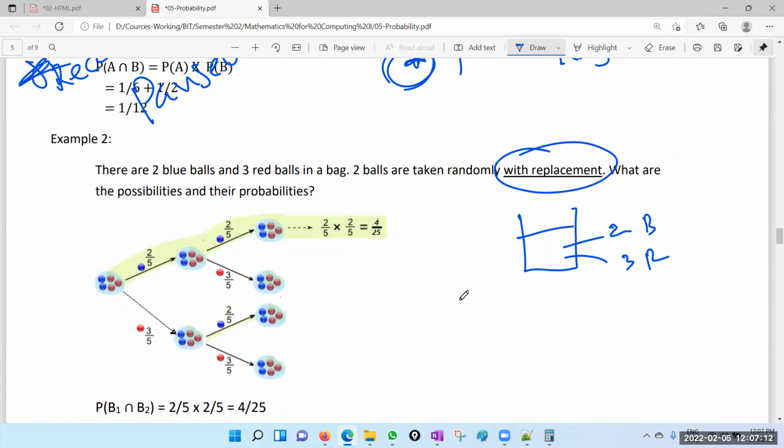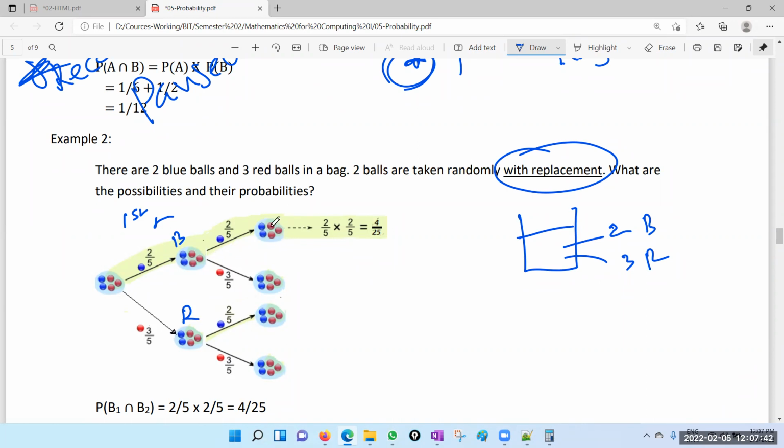Then what is the probability of getting both red, getting both blue, getting none of the balls as red? So many possible outcomes are there. So then what you can do is you can say this is first take. It can be either blue or red. Then probability of getting blue is 2 divided by 5 because 2 blue balls. Probability of getting red is 3 divided by 5.